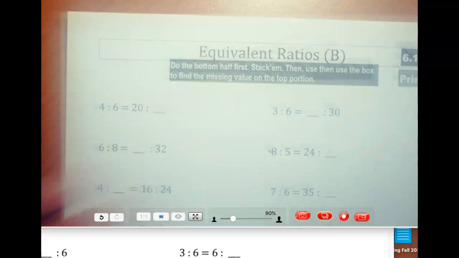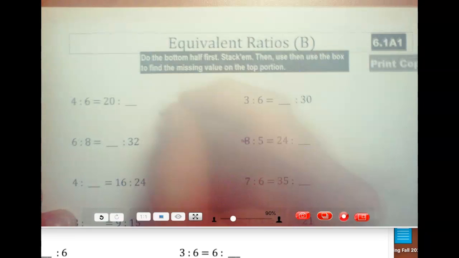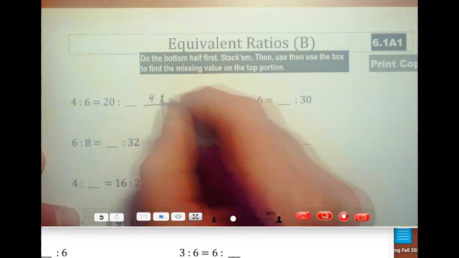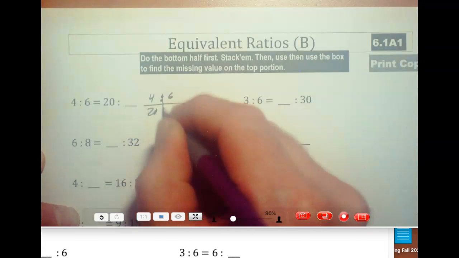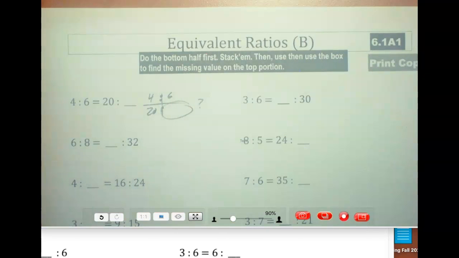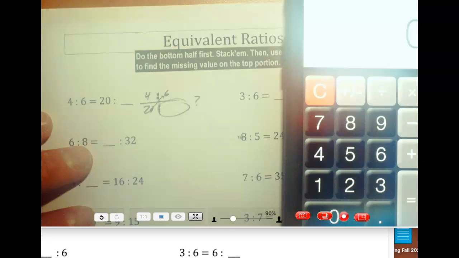So then how do we do this? Well, we just box these up. This is 4 is to 6 as 20 is to something we don't know. And what we can do with that is we can just put them in a box and we can multiply them. So the way the box works is you're going to multiply diagonally and then divide. So let's take 6 times 20, and then we're going to divide that by 4, which is equal to 30.